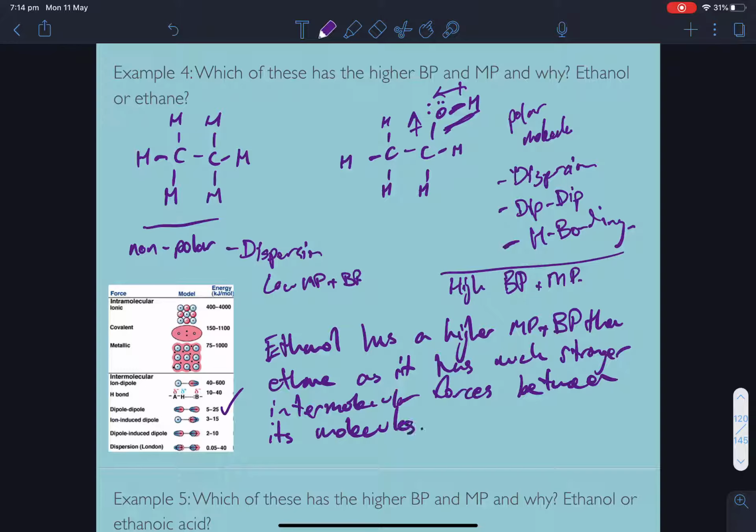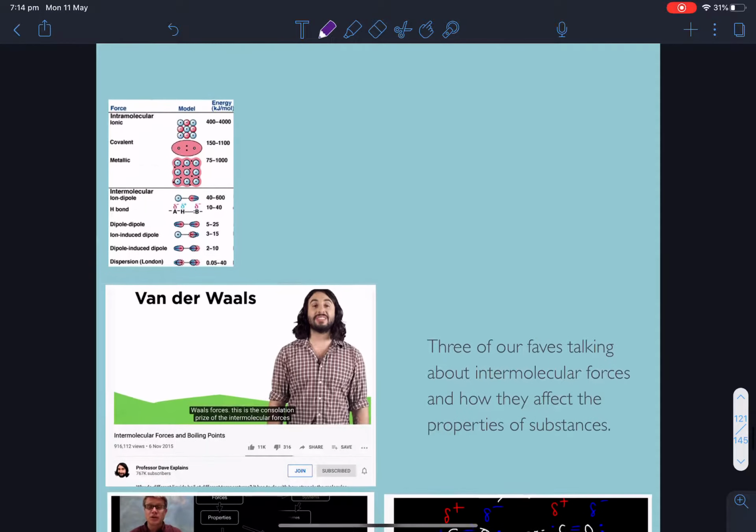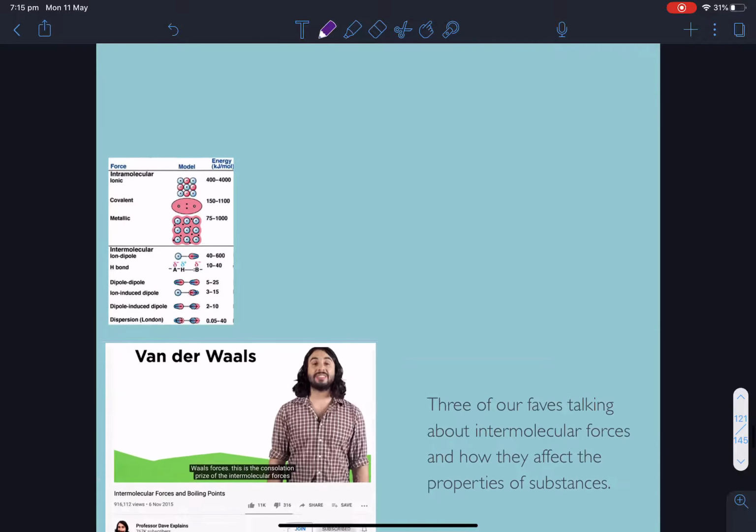That sounds good. Oh, I've got another example, and it's getting to be a long one. Anyway, ethanol or ethanoic acid. I think I might leave this one till later in the course. I know I'm being lazy, but that's a bit harder because we can't draw these structures. So I'll leave that one till later.